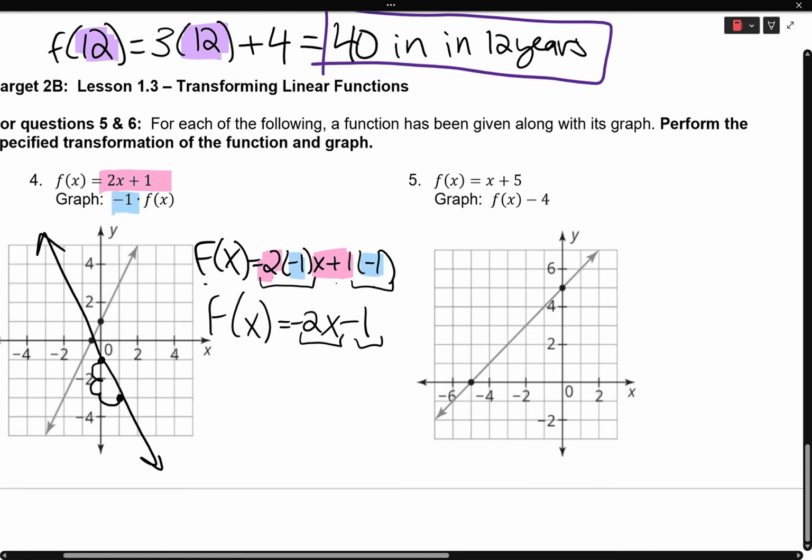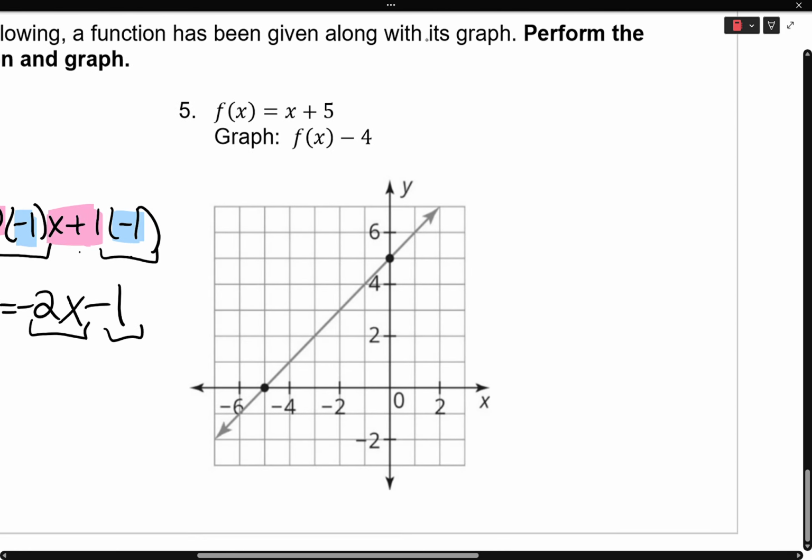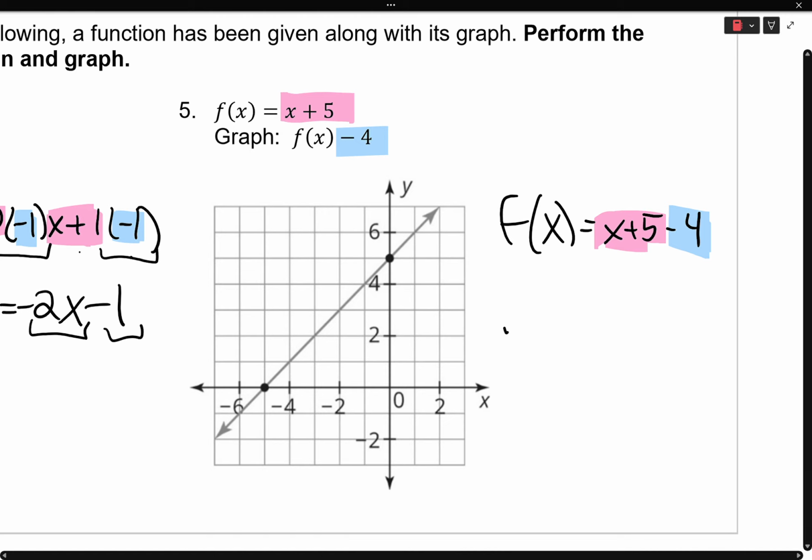Number 5, I have the original graph, x plus 5 graphed already. Here, I want to subtract 4 from it, which means I am going to write f of x equals x plus 5 minus 4. So everything in the original equation stayed the same, but this time I was subtracting something at the end. Now, when I subtract something at the end, I can only subtract from the regular numbers. 5 minus 4 is the only thing we can do. X stays x. 5 minus 4 is positive 1.